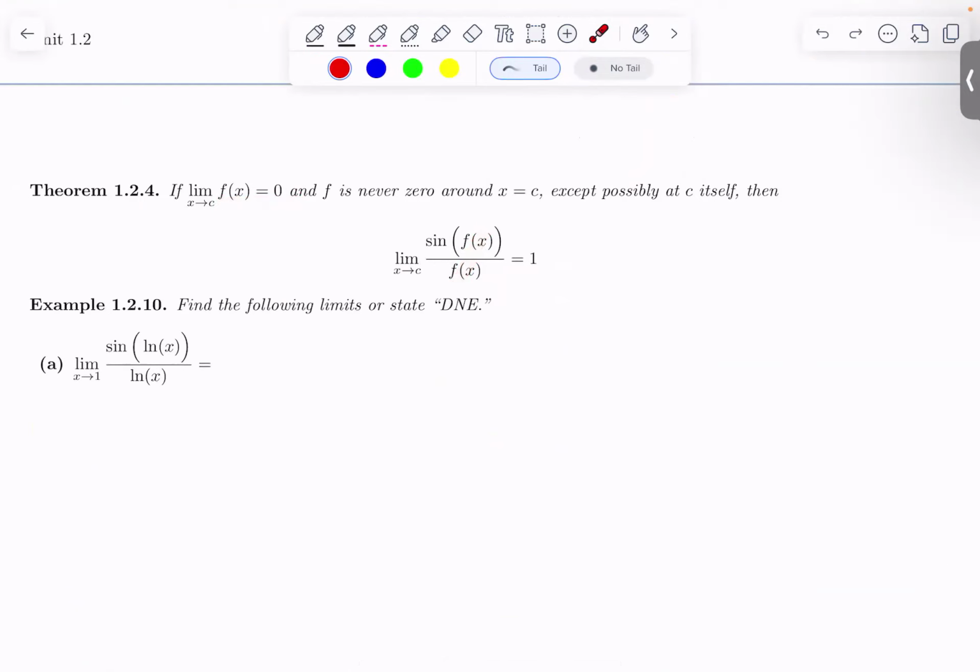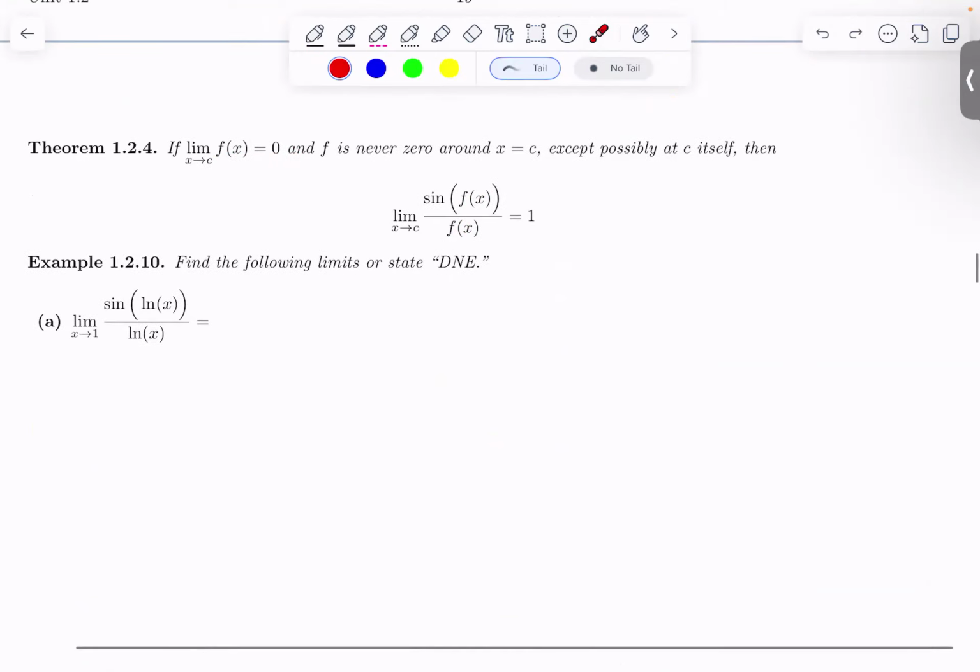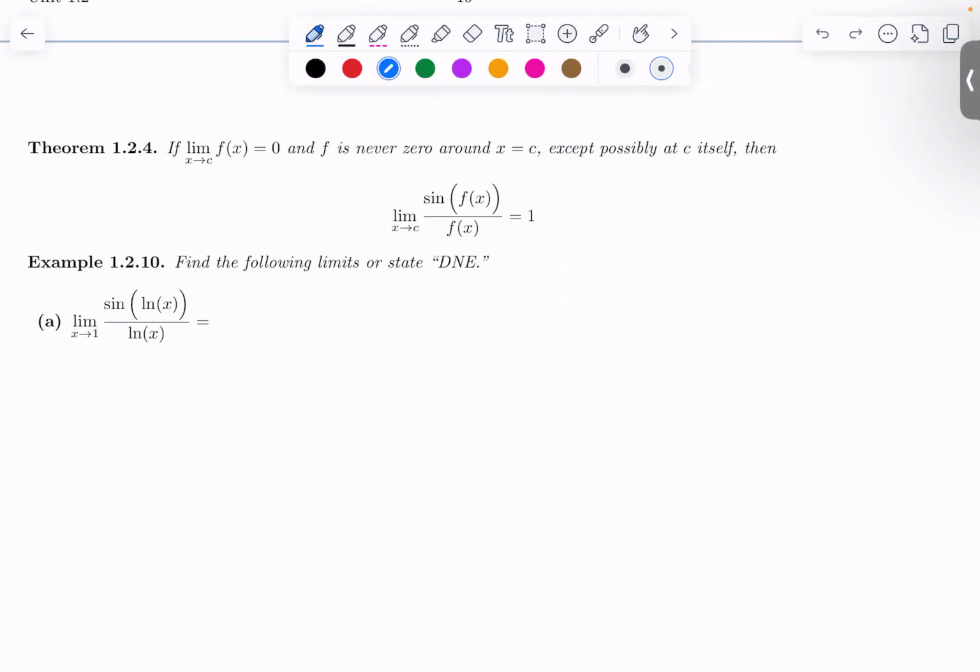That's a nifty little trick. So if you can ever get it to be sine of something divided by that exact same something, you're golden. So for example, before we go back to the previous page, we've got the limit as x approaches 1 of sine of ln of x over ln of x. If you try and plug in 1, you will get sine of 0 over 0, which is 0 over 0, so it's no good. But we notice that the inside function is the same function. They're both natural logs.